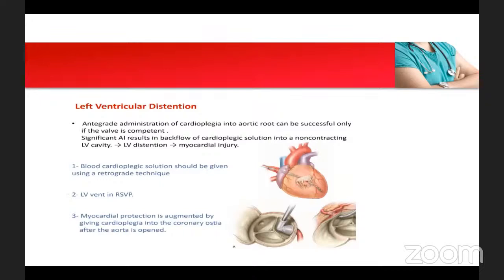Therefore, to avoid this problem when the aortic valve is incompetent, we use the retrograde cardioplegia technique, and we tend to place an LV vent in the right superior pulmonary vein. Myocardial protection could be augmented by giving cardioplegia directly in the coronary ostia after the aorta is opened, as we see here, either using a protecting tip or the cannula with the balloon itself.